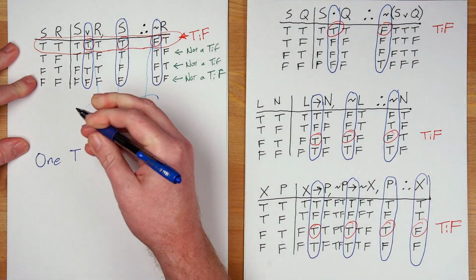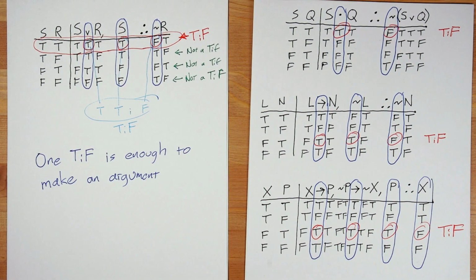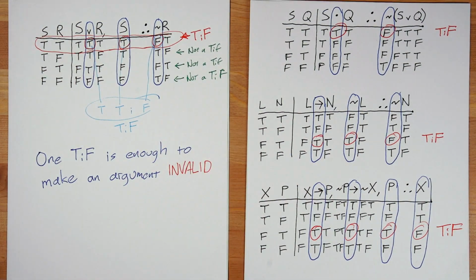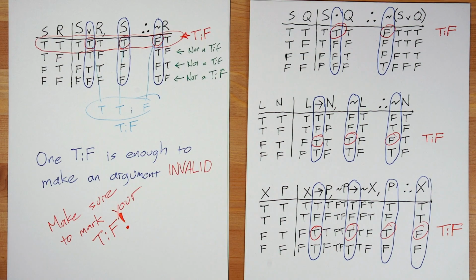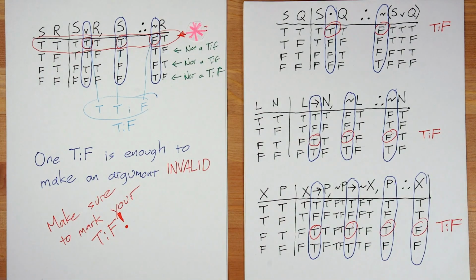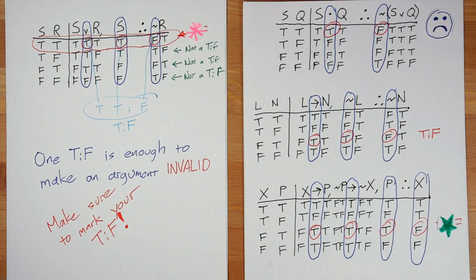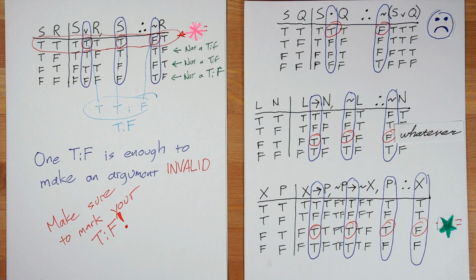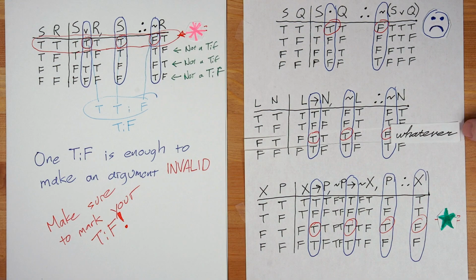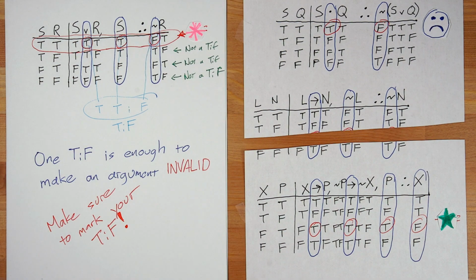On a hunt, all you need to find is one TIF, and that'll show that your argument is invalid. One line that meets the requirement. When you find it though, make sure to mark it. You can mark it with an asterisk, a star, a sad face, or whatever. Just make sure you mark that row over to the right that shows that your argument is invalid. I mean, you don't want your invalid prey getting away, do you?